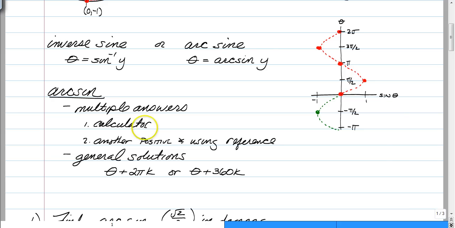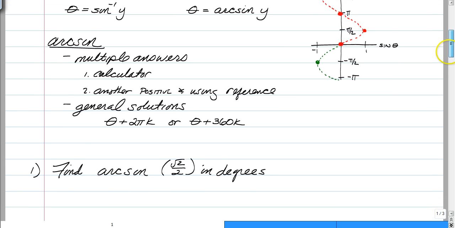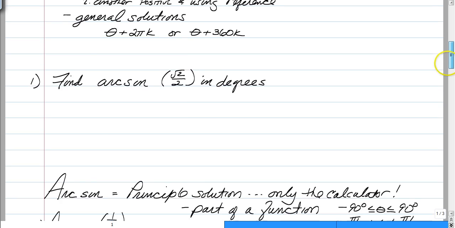Well, your first answer is going to come directly from your calculator. But the second answer must be another positive angle using your reference angles. Now, as I also mentioned on the graph, this graph is going to repeat itself every 2 pi or 360 degrees. So there are infinitely many general solutions to arc sine, and we need to make sure we state them all. Let's do an example and you'll see what I'm talking about.